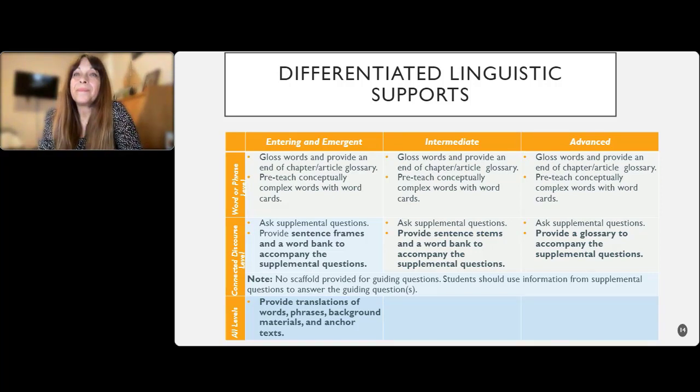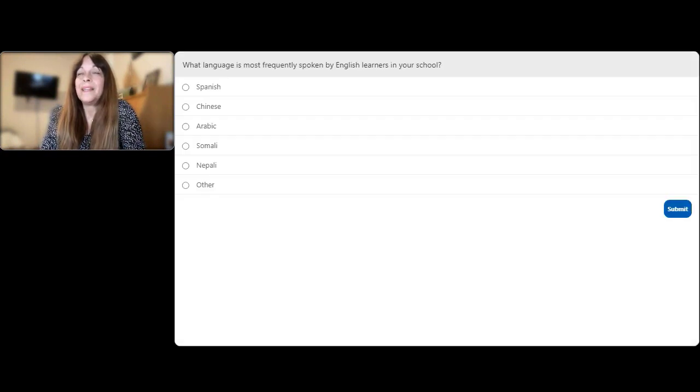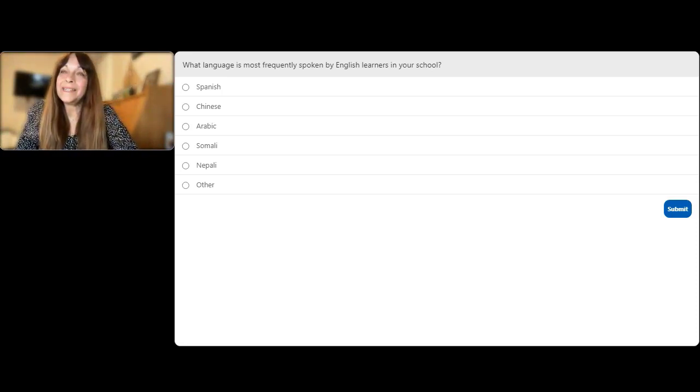Now, let's get ready for another poll. I'd like you to take a moment and think about what language is most frequently spoken by English learners in your school. Is it Spanish, Chinese, Arabic, maybe Somali, Nepali, or other? Something altogether different. Just take a minute to put in your ideas.